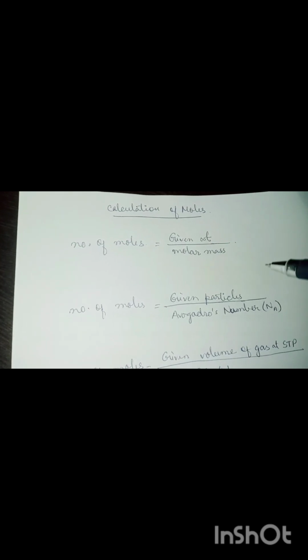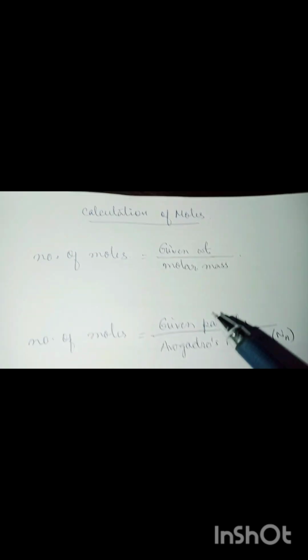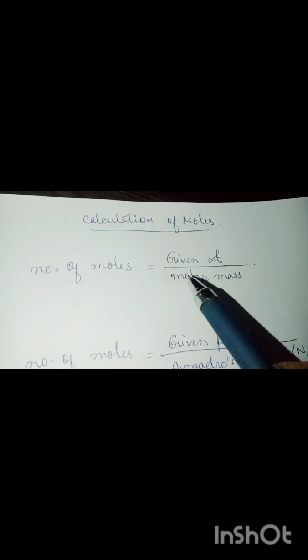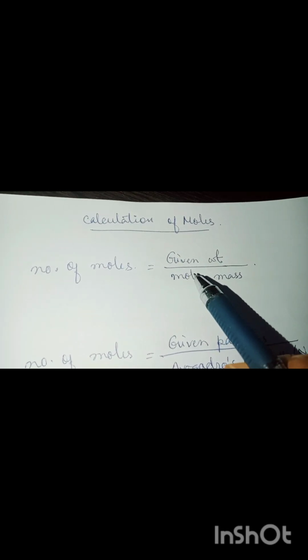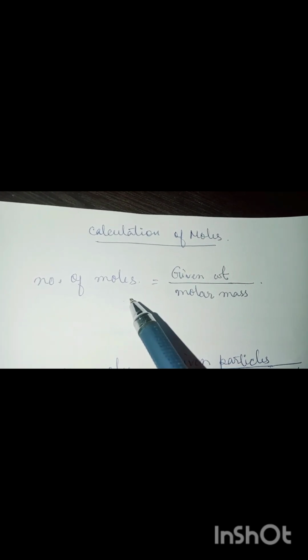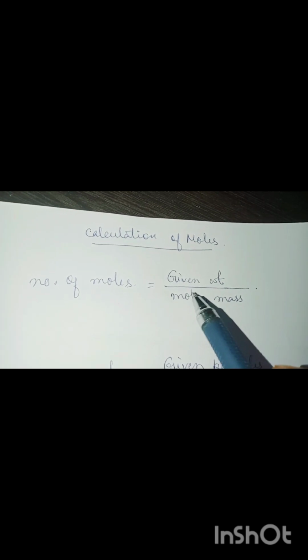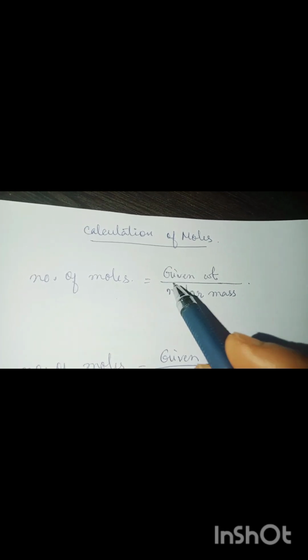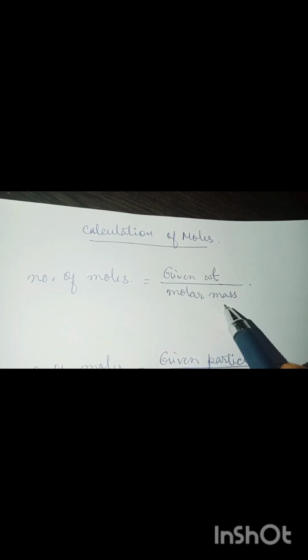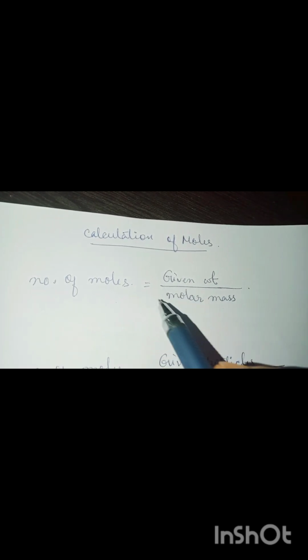In order to calculate moles, there are different possible conditions. For example, the first one is when the weight of a substance is given and we have to find out the number of moles in it. What is the number of moles of substance present in a given weight of substance? In that case, we will write the ratio: given weight divided by the molar mass of the given substance. This gives us the number of moles.